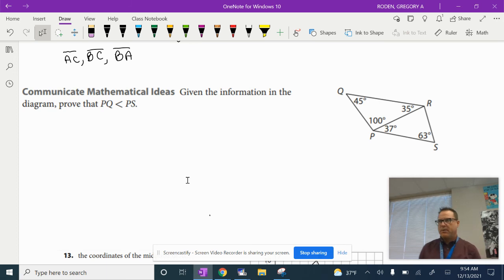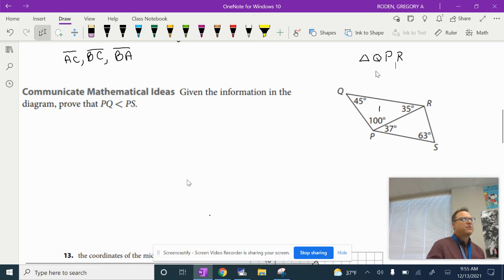Okay. So when we're doing inequalities in triangles, you can only compare one triangle at a time. You guys understand what I'm saying? We have two triangles here, guys. Let's name them. We have triangle QPR, and we have triangle PRS. I'm just going to call one triangle 1 and one triangle 2 just for the sake of it.